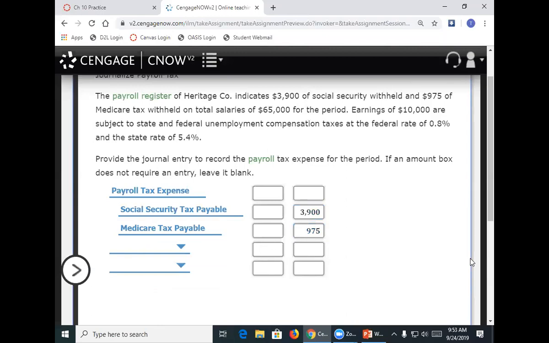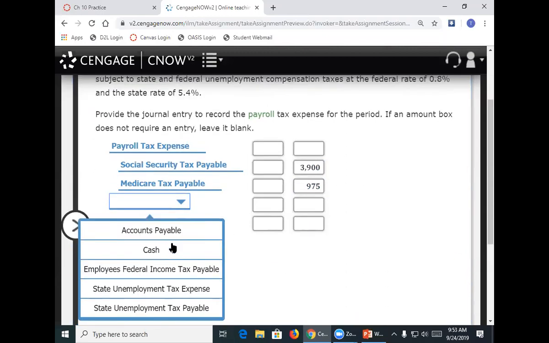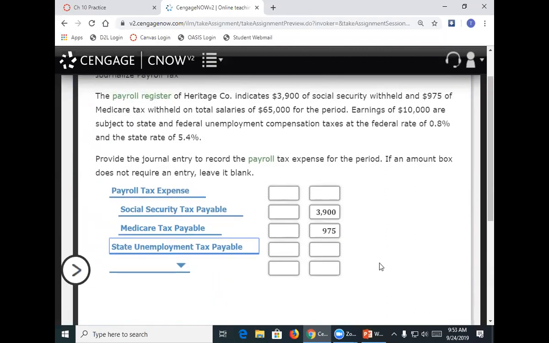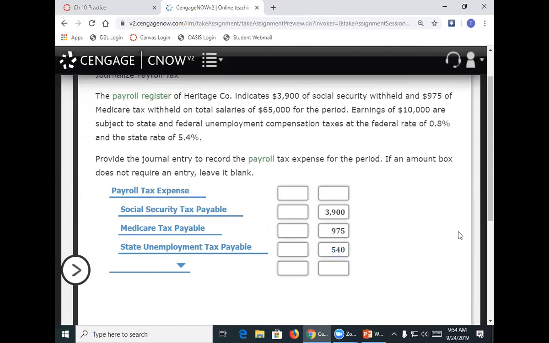And then the last 2 again is federal and state unemployment. So we have state, I believe is the one they give us first. State unemployment tax payable. And how much is the state unemployment tax payable for this pay period? 5.4. Yeah, 5.4% of $10,000. So how much will we owe? $540. Good. So we took $10,000 times 5.4%, $540.